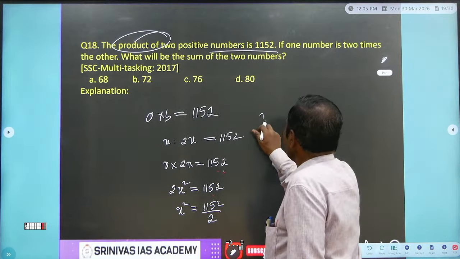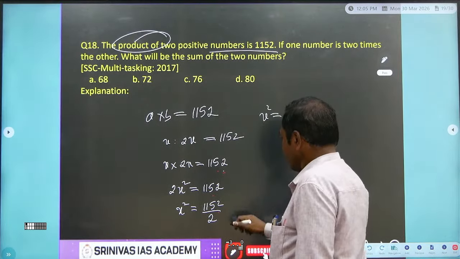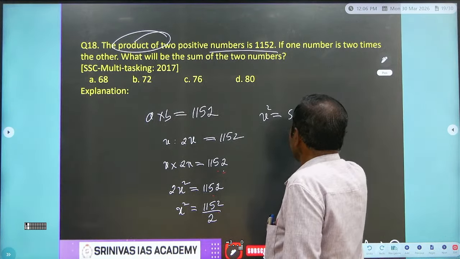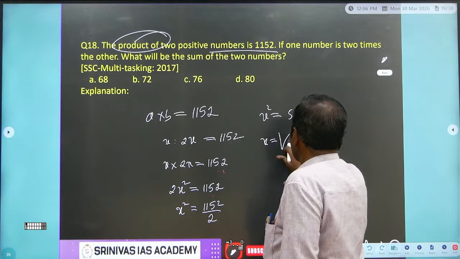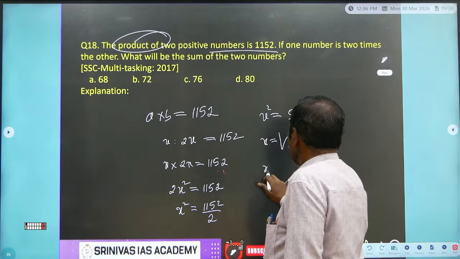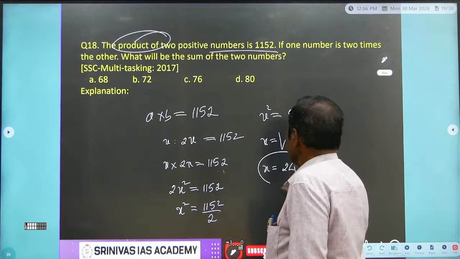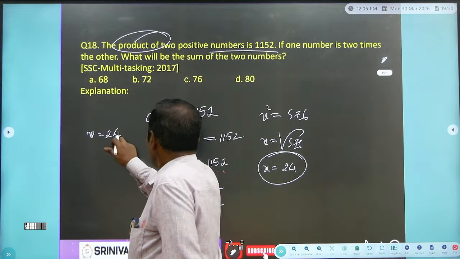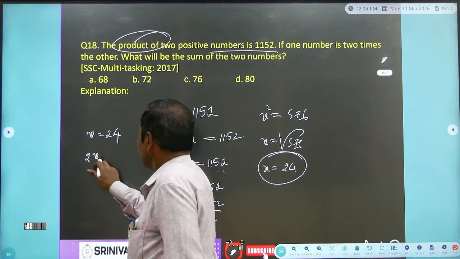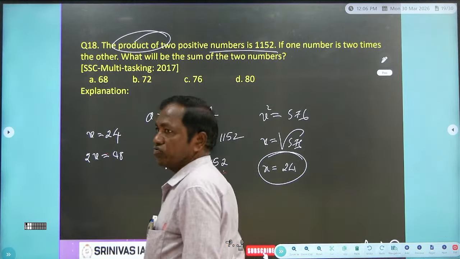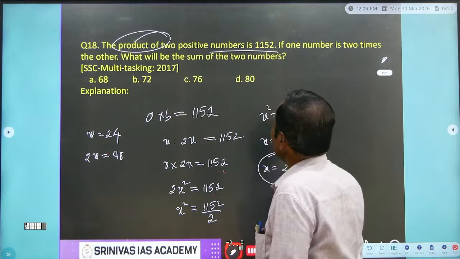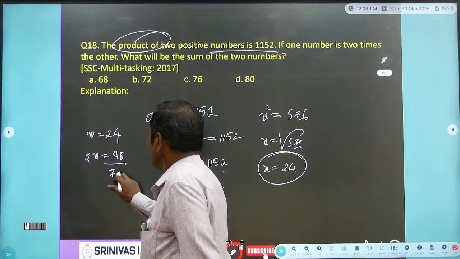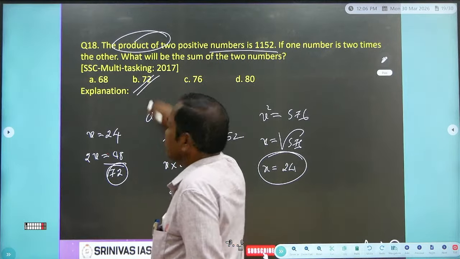It means x square is equal to 576. x equals root 576, so x value is 24. So x is 24, and 2x is 48. These are the numbers, 24 and 48. What is the sum of the two numbers? 72. The sum of the two numbers is 72.